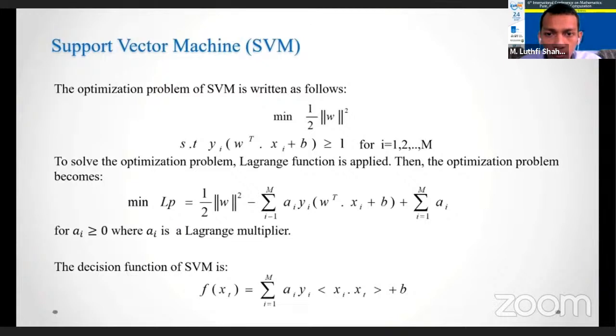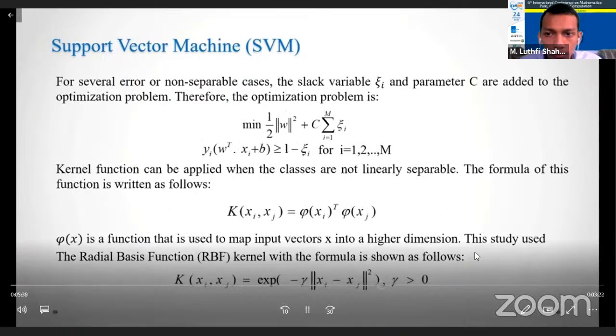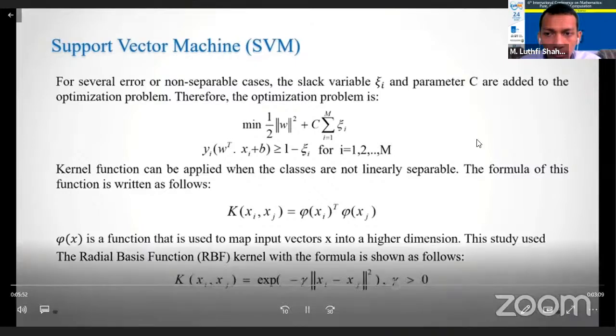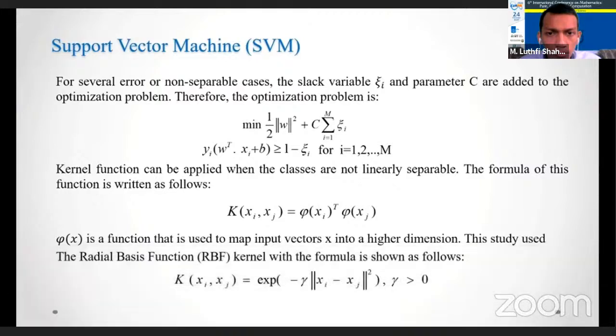The decision function of SVM is as follows. For non-separable cases, the slack variable and parameter C are added to the optimization problem. Therefore, the optimization problem is as follows. Kernel function can be applied when the classes are not linearly separable, with the formula written as follows. Phi is a function that is used to map input vector x into higher dimension. The study used the RBF kernel with the formula shown as follows, with gamma as its parameter.